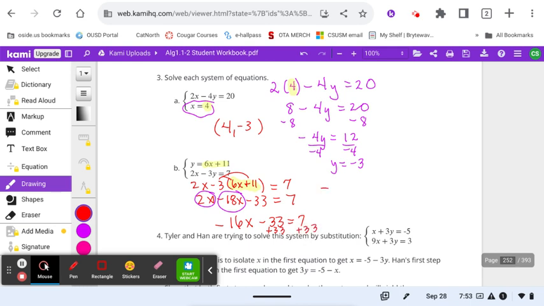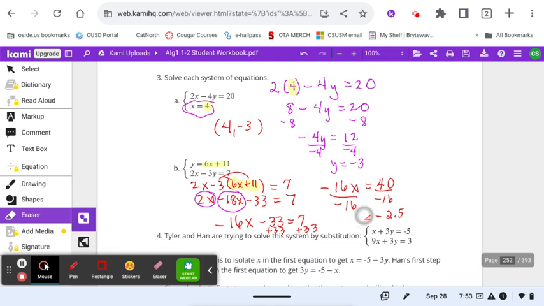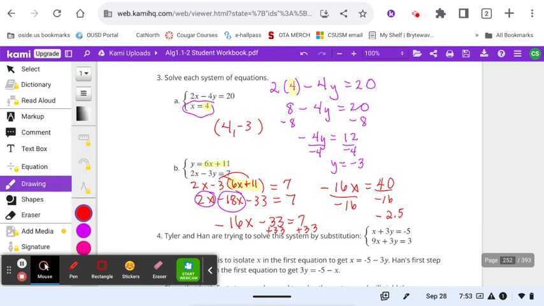We're going to get -16x on the left is equal to 40 on the right. Now this is looking like it's going to come out to a decimal, which is okay. It's not ideal, but it's what happens sometimes. 40 divided by 16 gives us -2.5. Why is it negative? Because a positive divided by a negative is a negative.